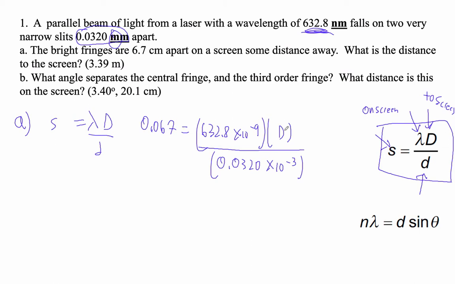Okay, so D is going to be this times this divided by that. So 0.067 times 0.032 times 10 to the minus third divided by 632.8 times 10 to the minus ninth. And I get 3.388. So big D, the distance to the screen, is 3.388 meters, or about 3.39 meters.